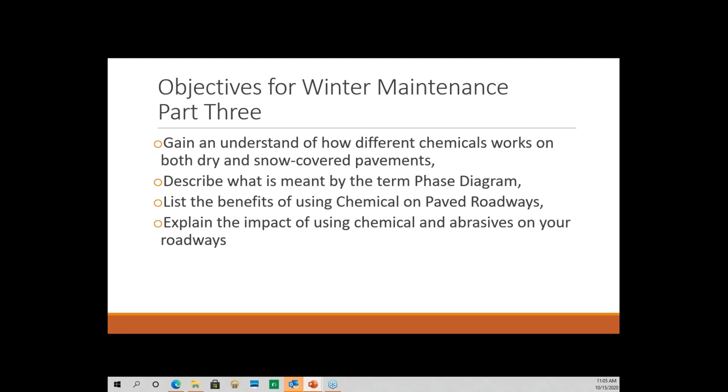We'll describe what is meant by the term phase diagram. That's a very critical part of the whole method of getting those chemicals to work right. We'll list the benefits of using chemicals on paved roadways. Now, generally speaking, on unpaved, gravel roadways, a lot of agencies will use stabilizers, which in some cases are the same chemicals that we use for anti-icing: sodium chloride, magnesium chloride, and calcium chloride.